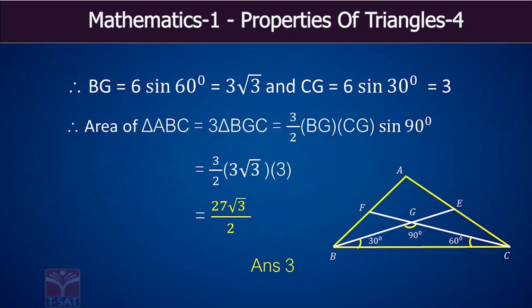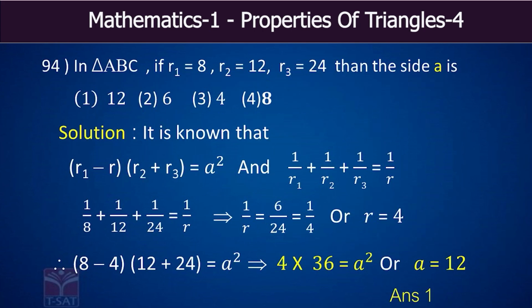So option number 3. In triangle ABC, if r1 is equal to 8, r2 is equal to 12, r3 is equal to 24, then the side a is: 1) 12, 2) 6, 3) 4, and 4) 8.